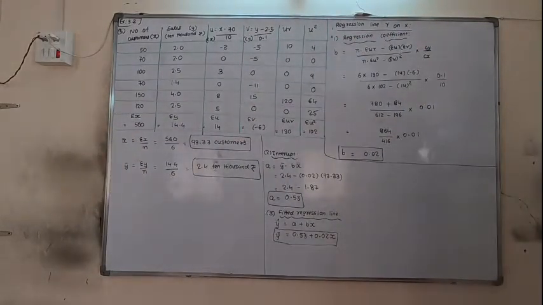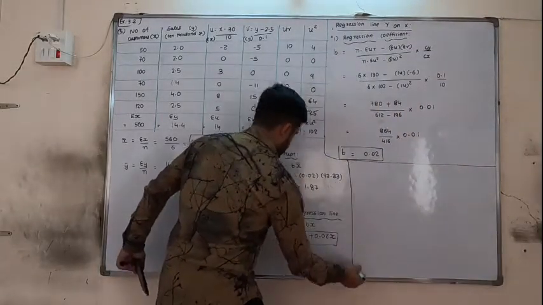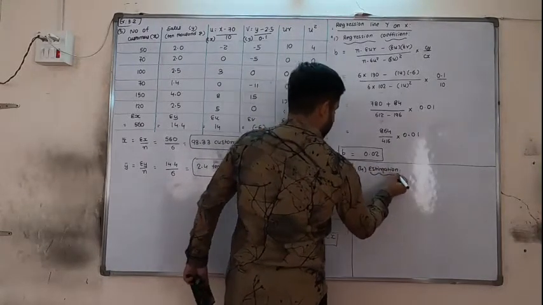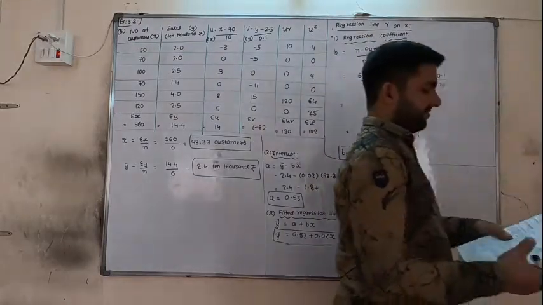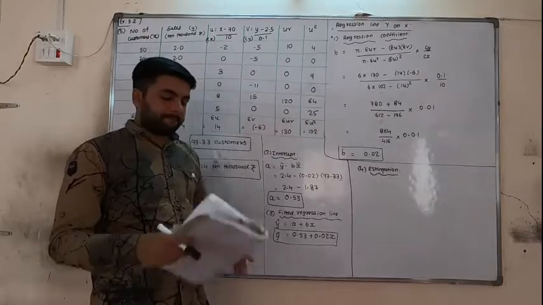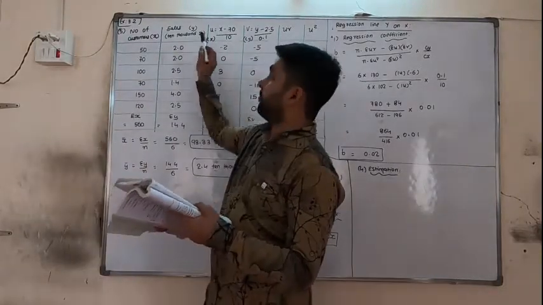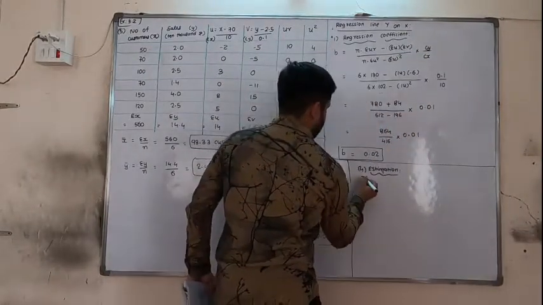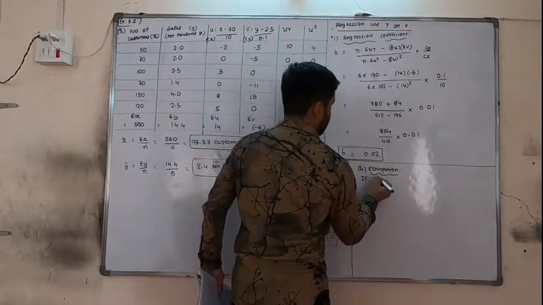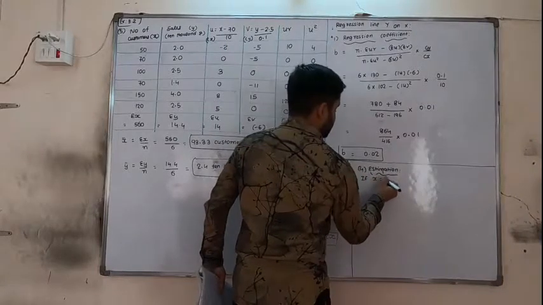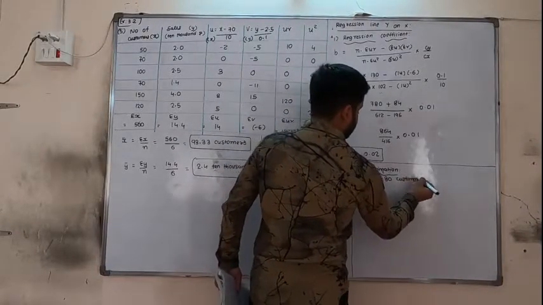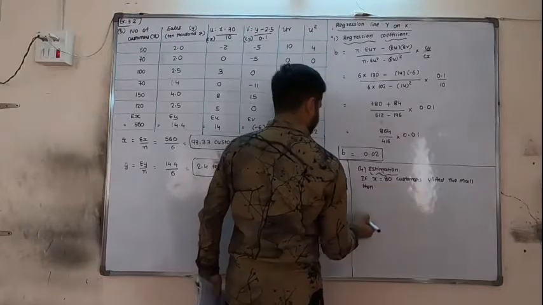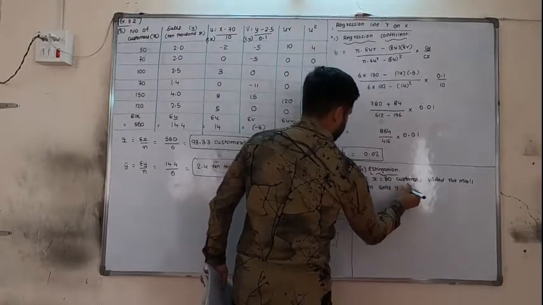Then next, number 4, estimation. Let's read. Obtain regression line y on x. Estimate sales. Sales is y. If 80 customers, x, have visited the mall on that day, then sales y is equal to question.